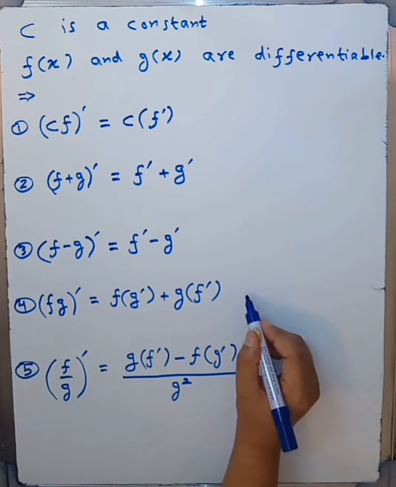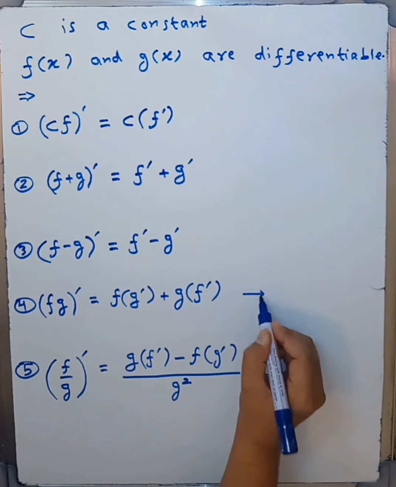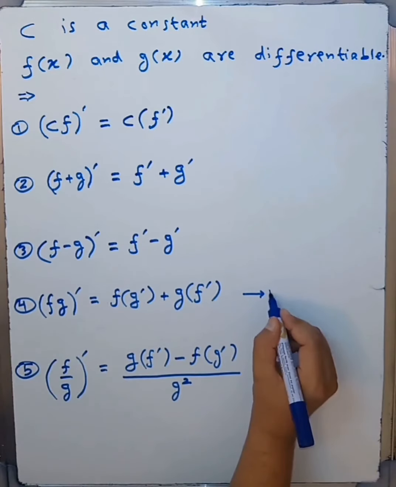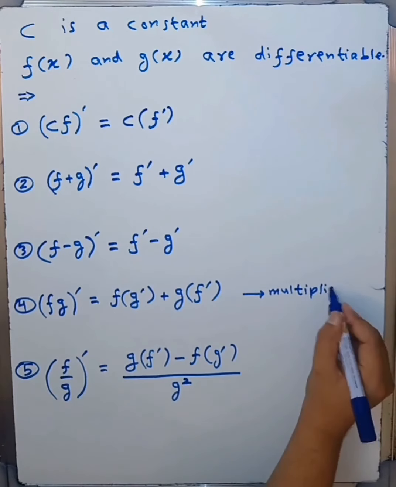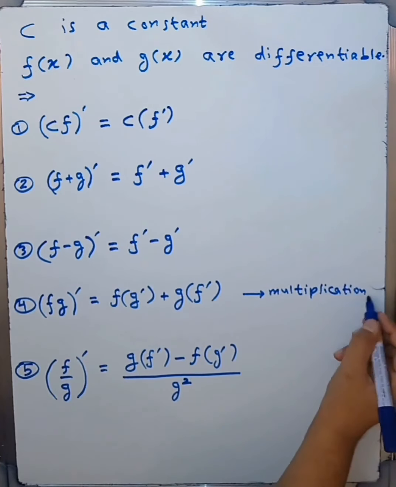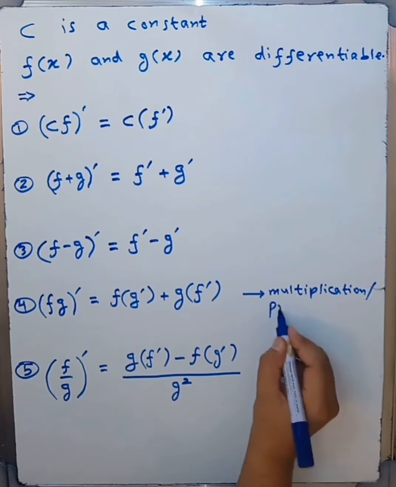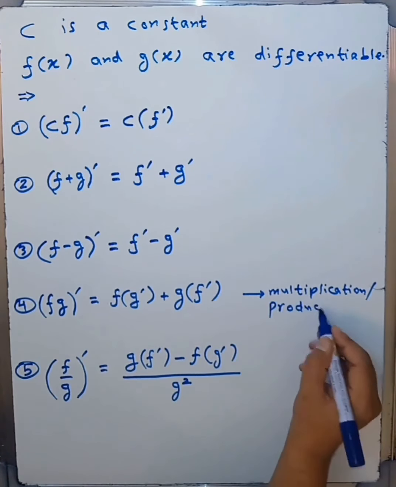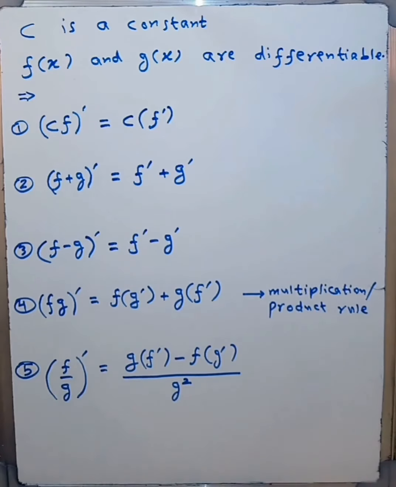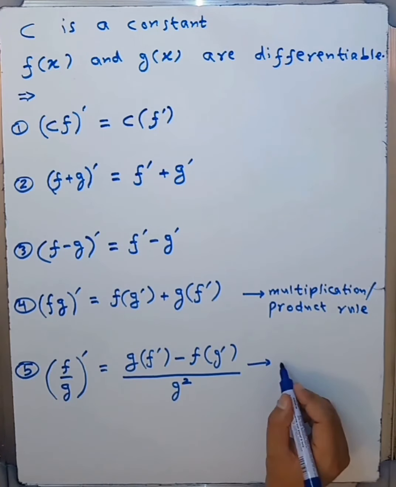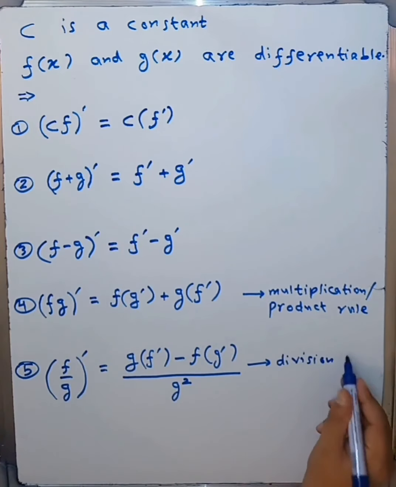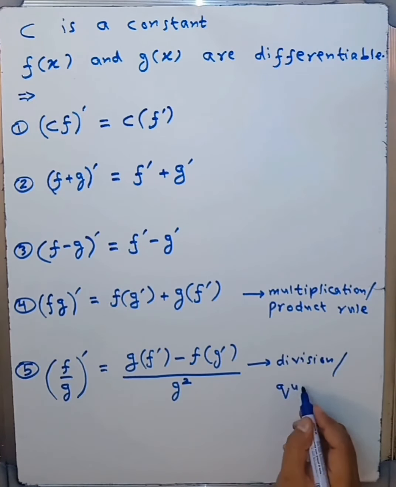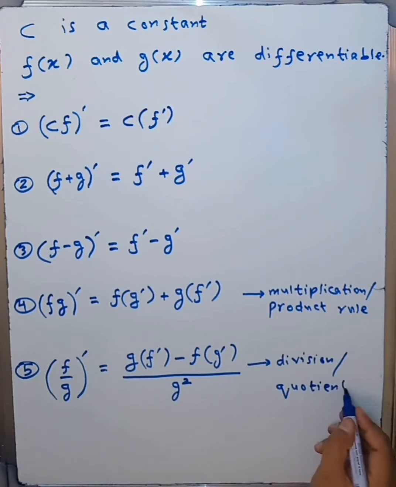Rule number 4 is called as multiplication or product rule. And rule number 5 is called as division or quotient rule.